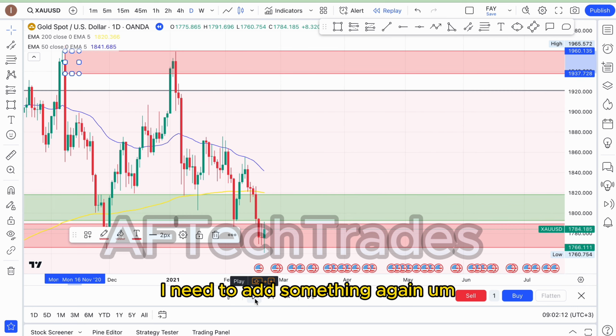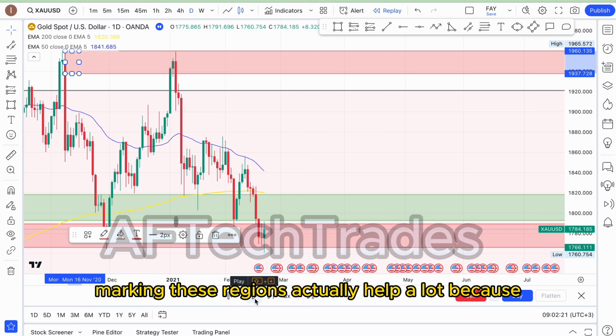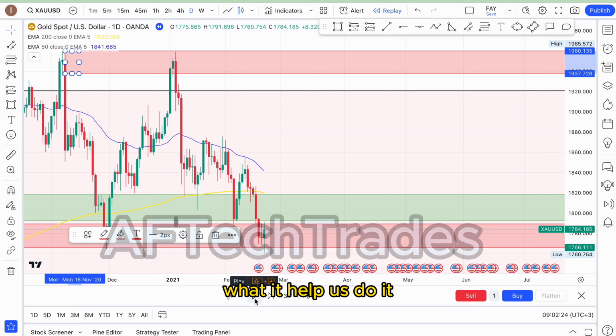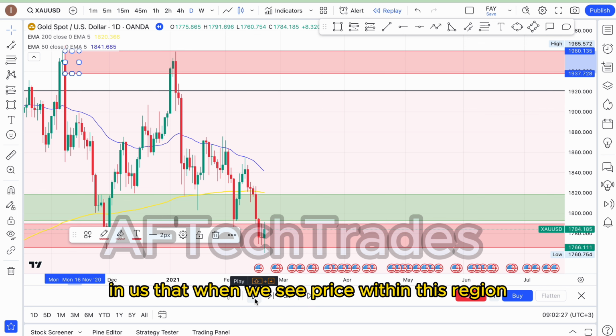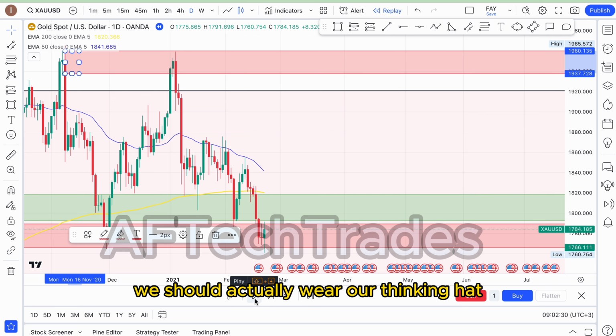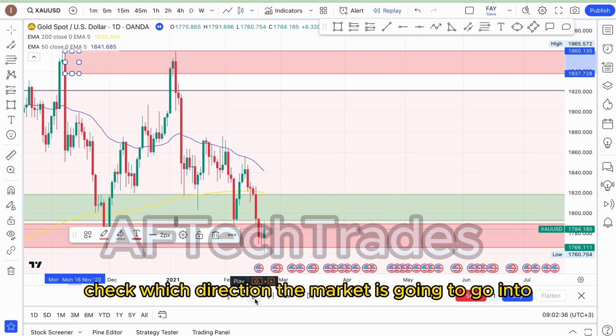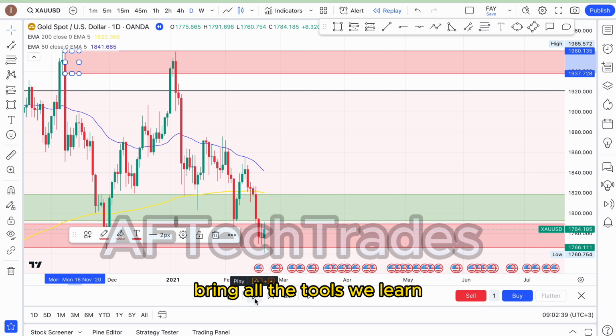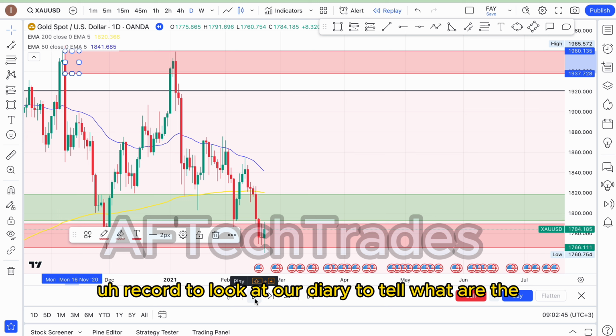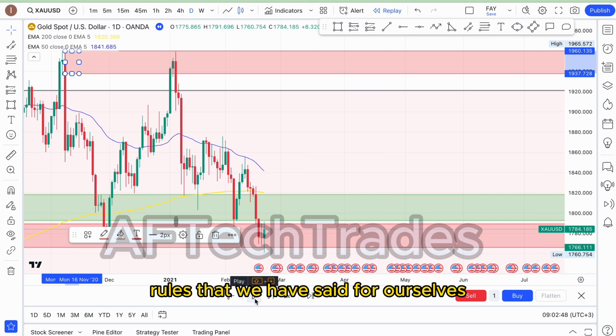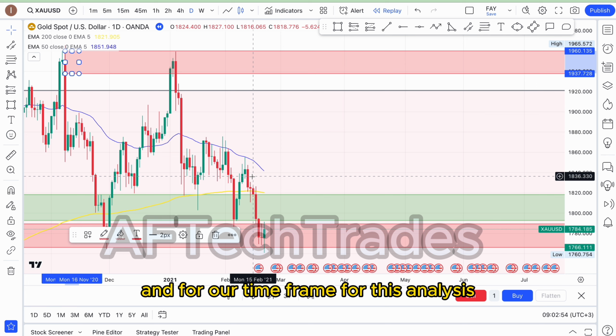Now I need to add something again. Marking these regions actually help a lot, because what it helps us do, it create that consciousness in us that when we see price within this region, we should actually wear our thinking hat. We should wear our thinking hat to begin to check which direction the market is going to go into, bring all the tools we learn, check our discipline record, to look at our diary to tell what are the rules, what are our trading rules that we have set for ourselves. And remember again, I was using the daily and 4-hour time frame for this analysis.